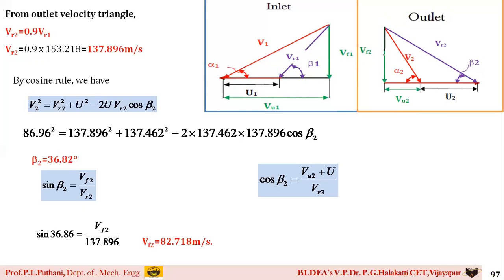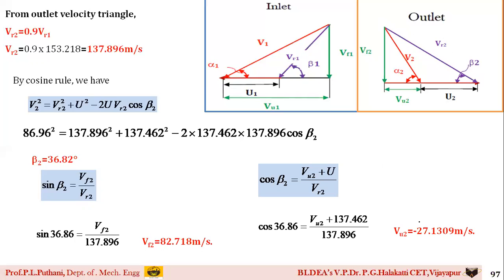Then I go for the cos beta 2 equation, and the cos beta 2 again using the same outlet velocity triangle, that is this outlet velocity triangle itself. I can write cos beta 2 is equal to VU2 plus U divided by VR2, and on substitution and simplification I get the value of VU2 as minus 27.1309 meters per second.